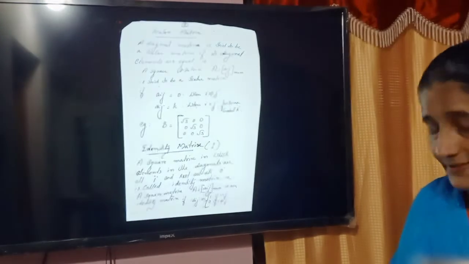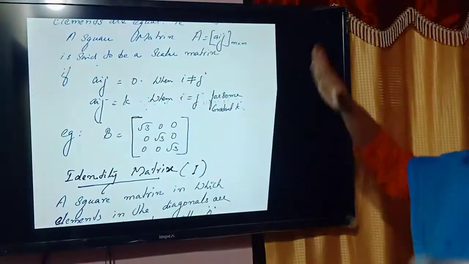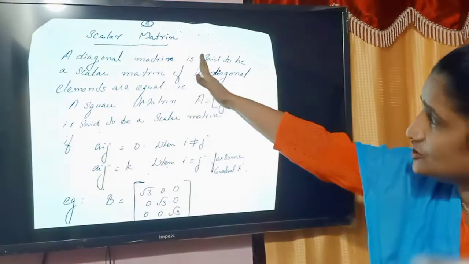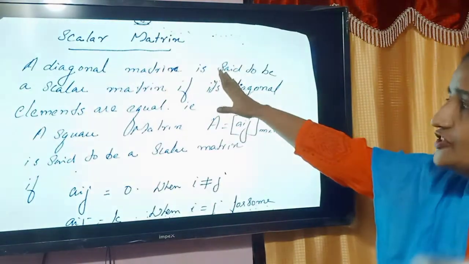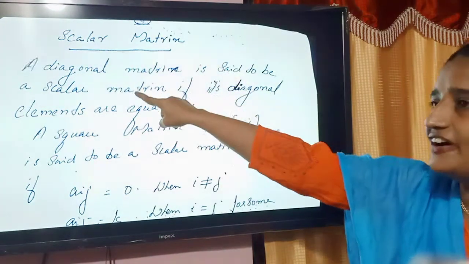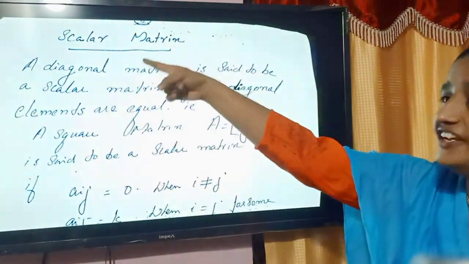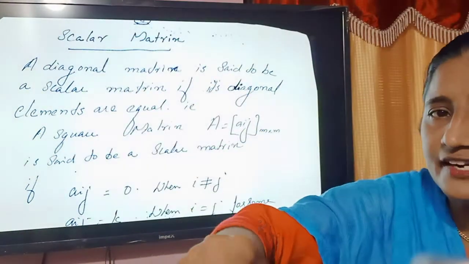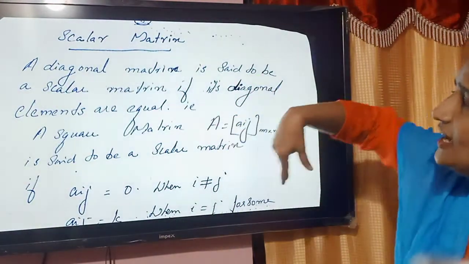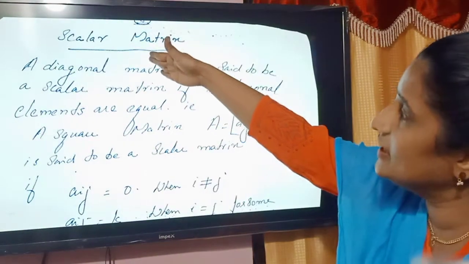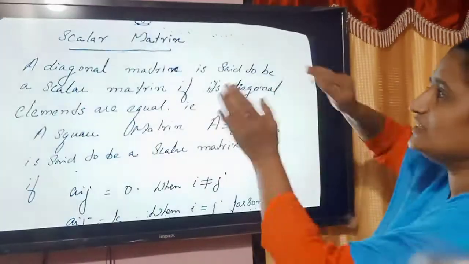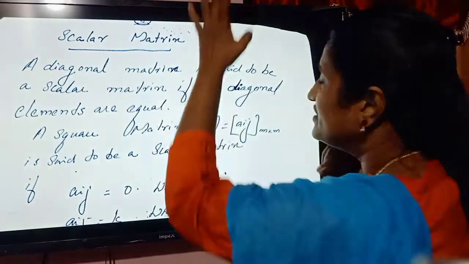Scalar matrix. A diagonal matrix is said to be a scalar matrix. See, first we define square matrix and then we define the diagonal matrix. We define diagonal matrix in the case of square matrix. Now we are going to explain the scalar matrix in connection with the diagonal matrix.